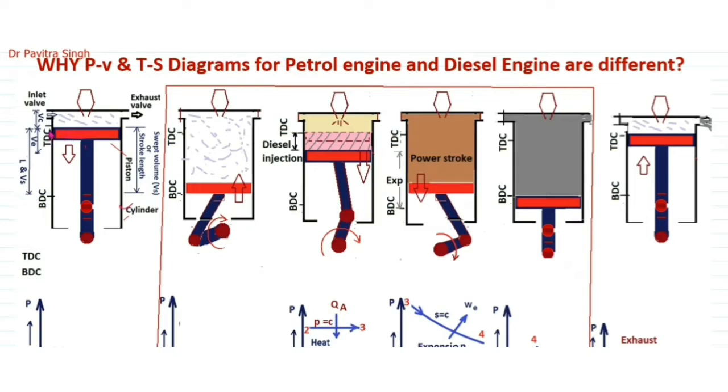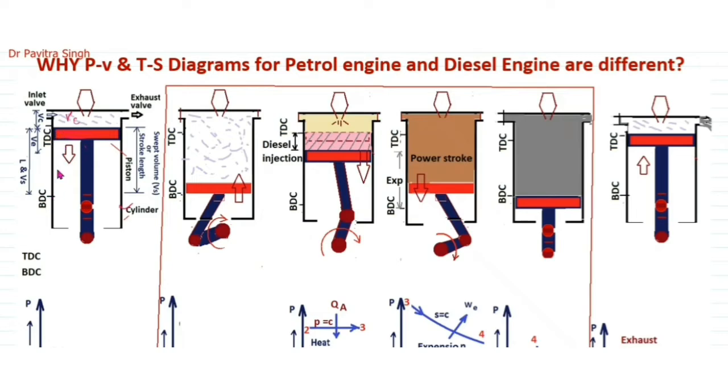So this is top dead center and this is bottom dead center. This is the dead position of the piston at this position and at this position. This is the connecting rod, this is the crank, this is the crankshaft, this is the crank pin. This is the inlet valve, this is the outlet valve, and you can see this is the clearance volume, VC.